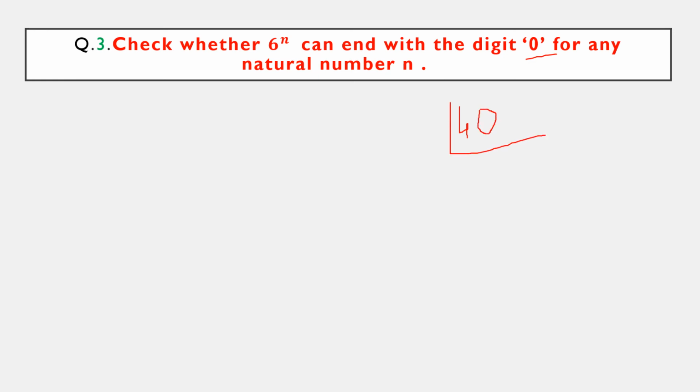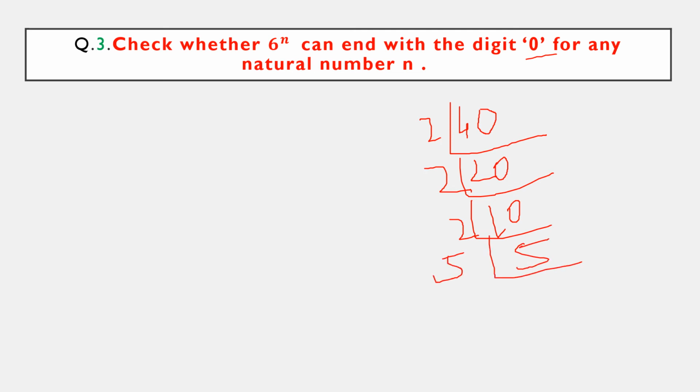Okay, we'll do the prime factorization of this 40. So 2 20s 40. Okay, next 2 10s 20. Right, next 2 5s 10. Next 5 is a prime number, so I can write 5 ones 5. Okay, so the product of the prime factors is 2 cube into 5. Remember this, we got 2 cube into 5.